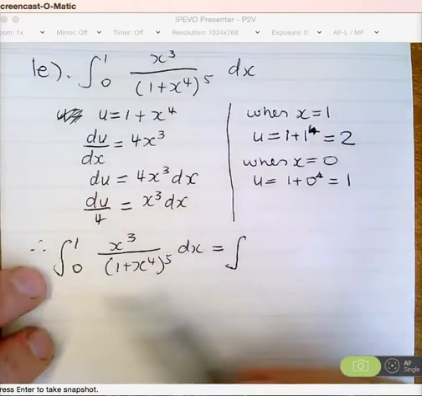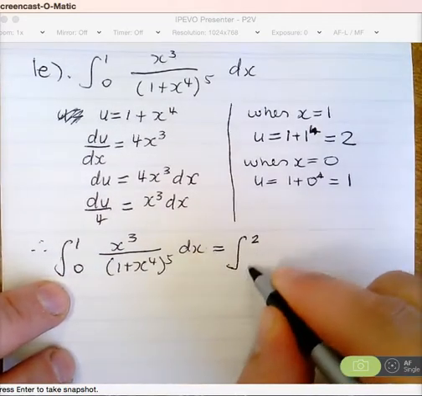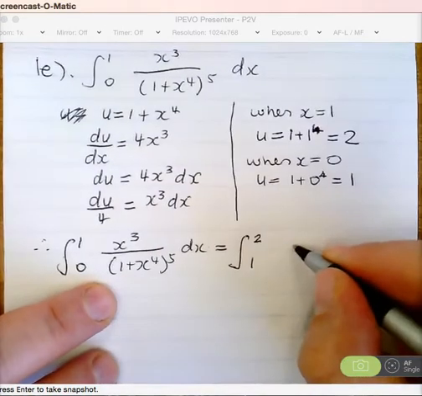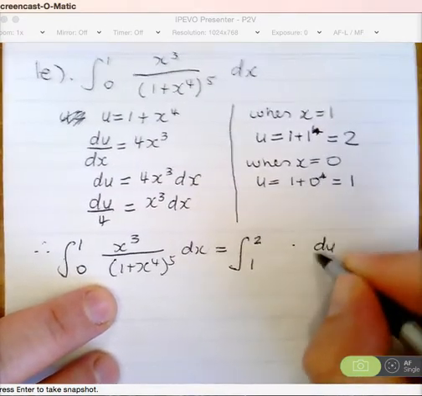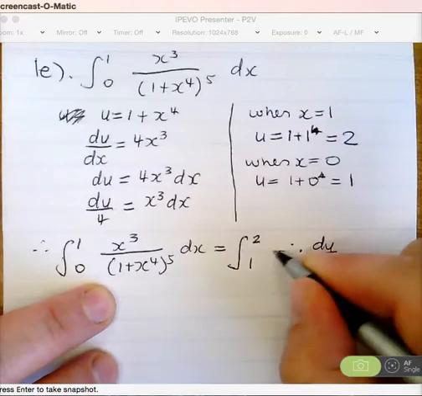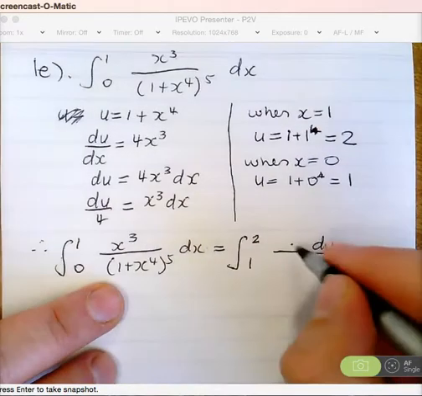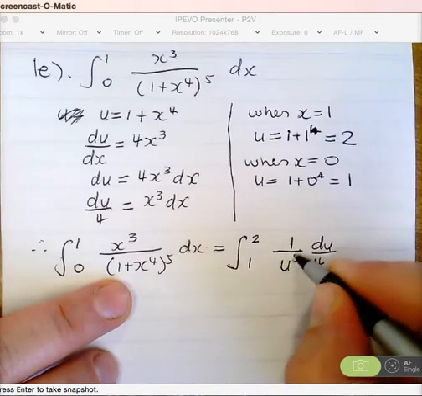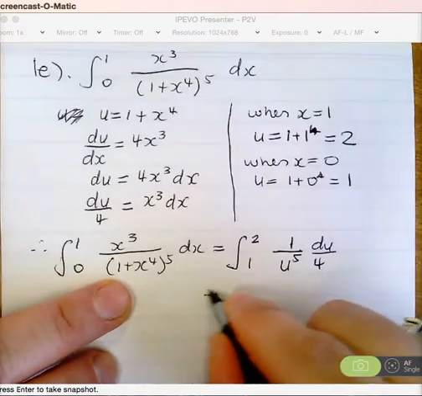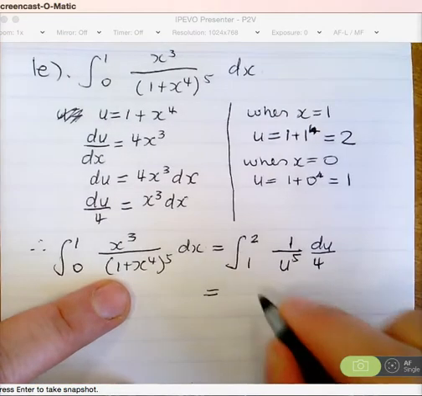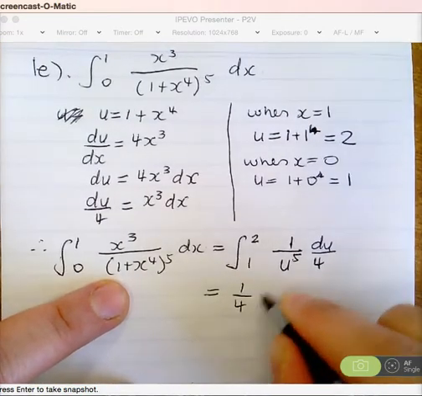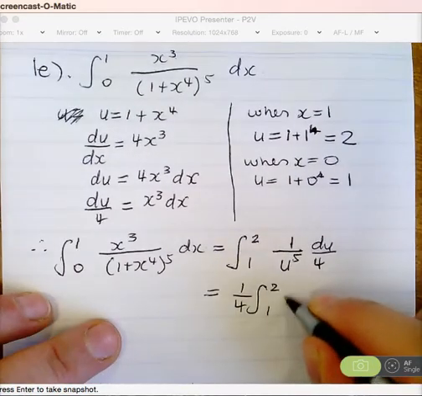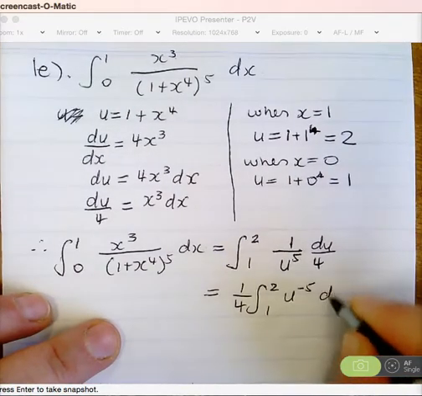So that's our original question. We make the new substitution. 2, 1, x cubed dx is du on 4. I might put that at the end. And we've also got 1 over u to the 5. So we're going to take that 4 out to the front if we want. So it's a quarter integral between 2 and 1. How do I write 1 over u to the 5? u to the minus 5 du.